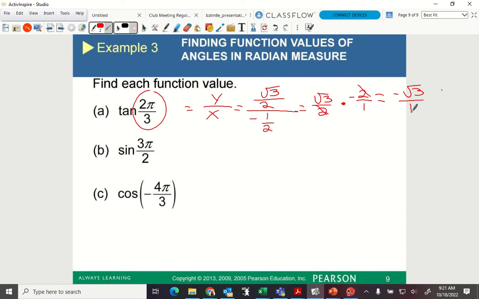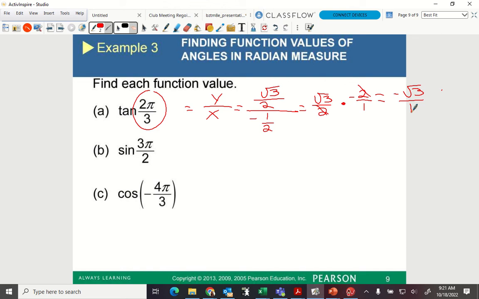Hopefully it's not too hard, right? It's some fractions. Fractions are your friends. You guys had some fractions a long time ago, back in middle school, elementary. You should have learned those. Now, sine.